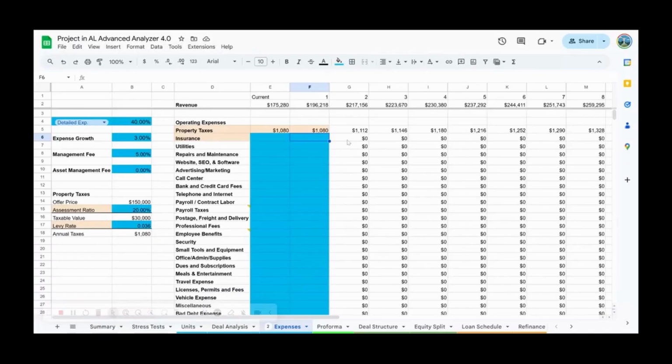And then after year one and year two, column G increases the expenses by the percentage you put in cell B6 here. So that will account for inflation of your expenses.